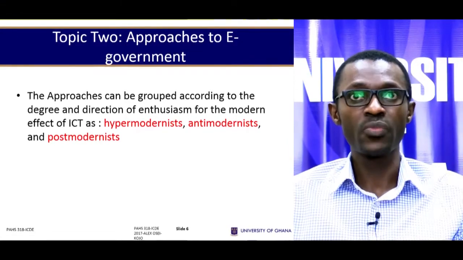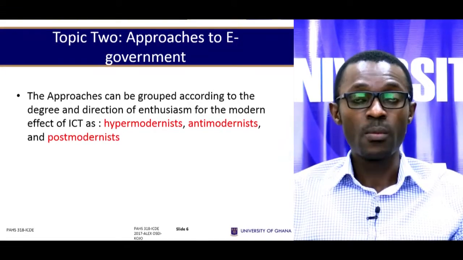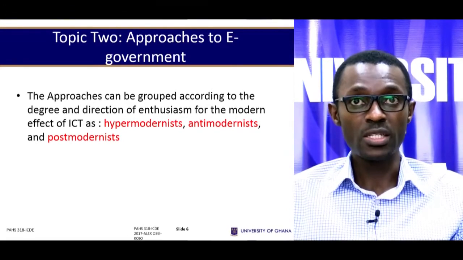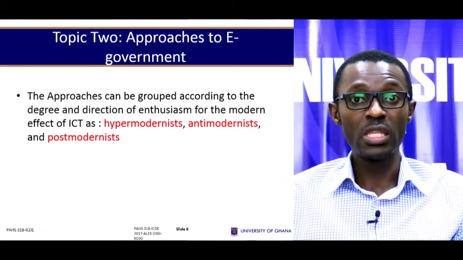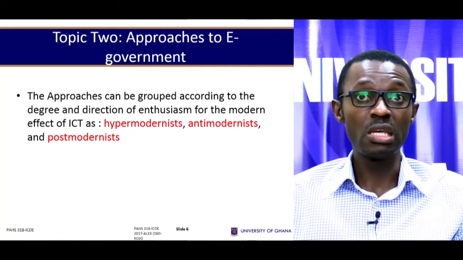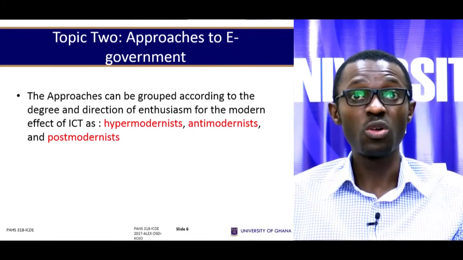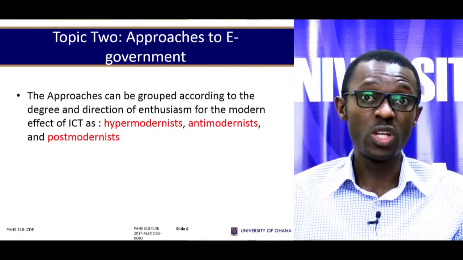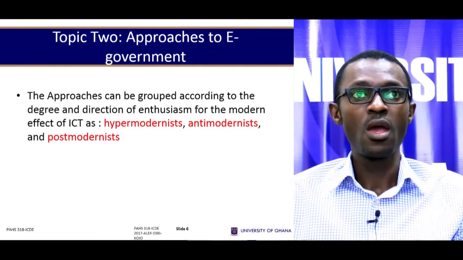The anti-modernists, on the other hand, believe that the infiltration of e-government, or the infiltration of ICT in the public sector, will do away with human elements. Therefore, they believe that it is going to usher us into what they call a control revolution, or a control era, where information and computers will be controlling human beings rather than human beings controlling information and computers.